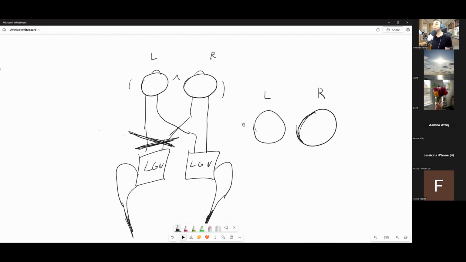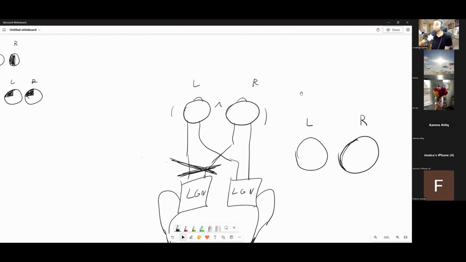So what you said, technically, you're not wrong because it is messing with the nasal side. But this is the thing, the nasal side transmits the vision for the temporal.